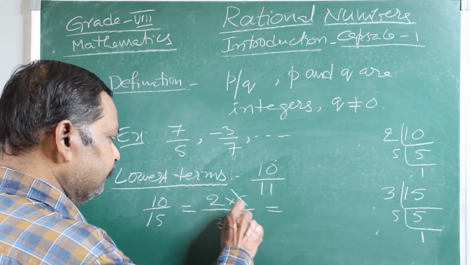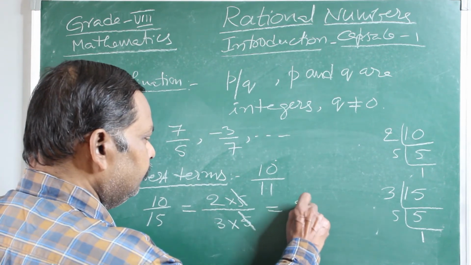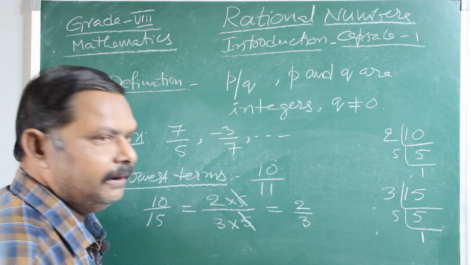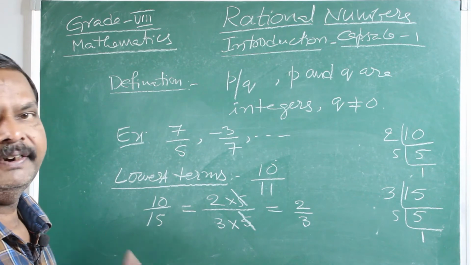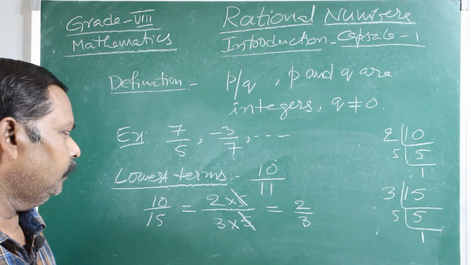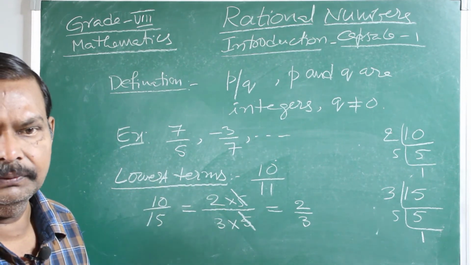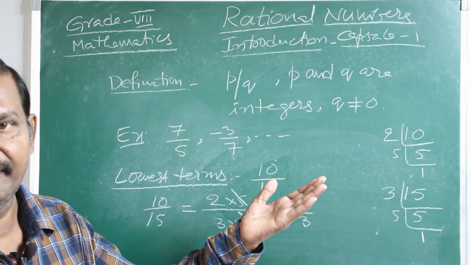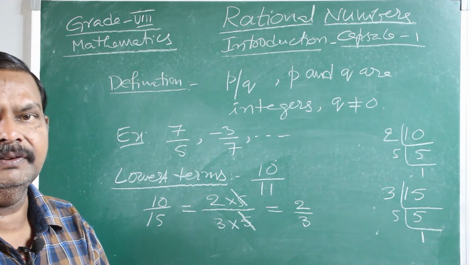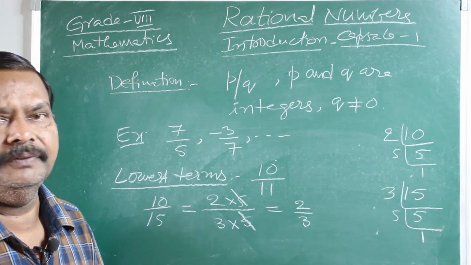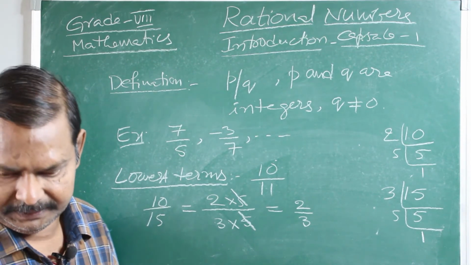Let us cancel the like terms. 5 gets cancelled and the remaining is 2 by 3. And 2 by 3 is the lowest form of 10 by 15. So whatever rational number they have given to you, first you need to prime factorize the numerator and prime factorize the denominator, cancel the like terms, and the remaining is its lowest form. This is about the lowest form or lowest terms of a rational number.